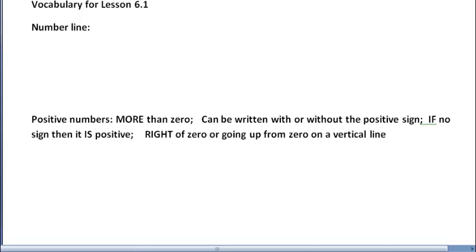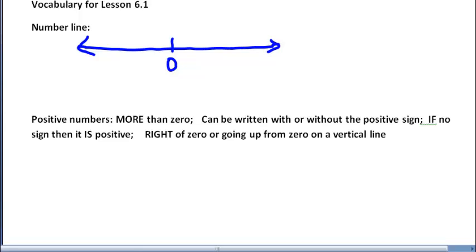This is lesson 6.1, integers, from chapter 6. We are going to first look at some vocabulary for the lesson. We all know a number line, we are familiar with it. It is a line with numbers and the two arrows show that the line keeps on going forever.